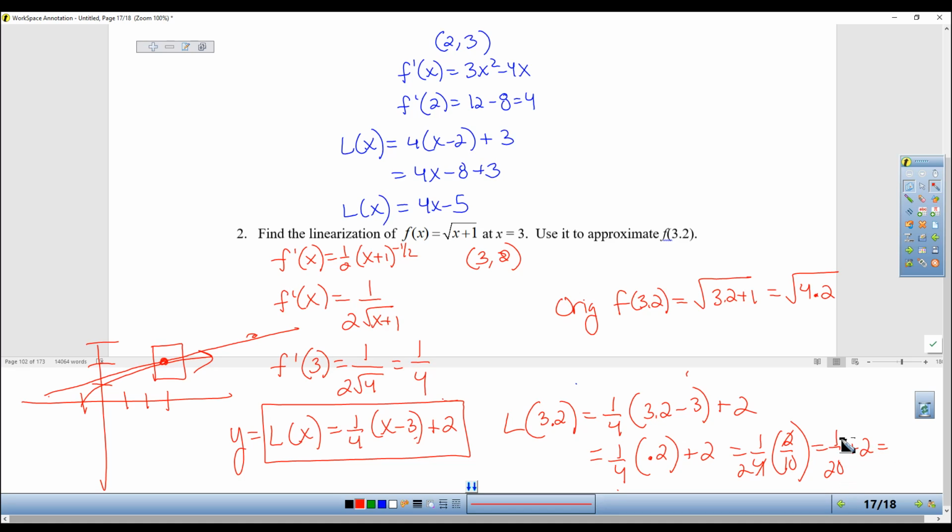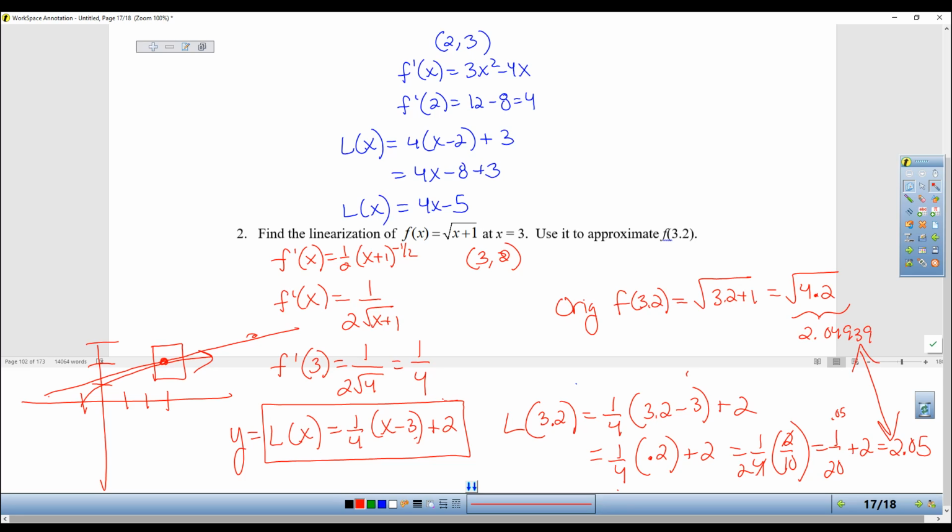1/20, think about 1 nickel out of 20 nickels is 5 cents. So 2.05. What is the actual answer? If you did this on your calculator, you would get 2.04939. You got to give these guys some credit. Look at that. Our linearization produced 2.05, and the real answer is 2.04939, even though you're trying to find a point that's off by 2/10.